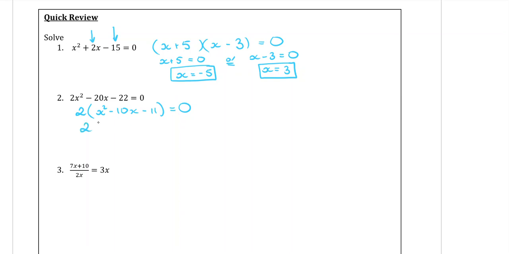Then it's another monic trinomial, which means I'm looking for two numbers that times to give negative 11 and add to give negative 10. So that would be a negative 11 and a positive 1. To get the solutions from this, the 2 will not give me any solutions, but from the first bracket, I will get x is equal to positive 11. And from the second bracket, I will get x is equal to negative 1.